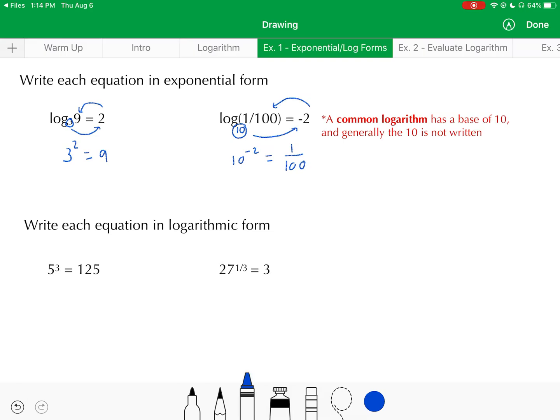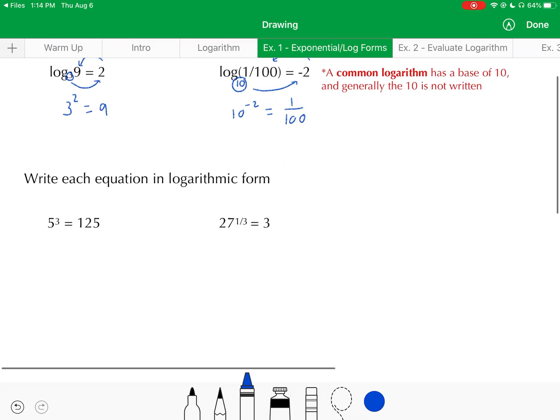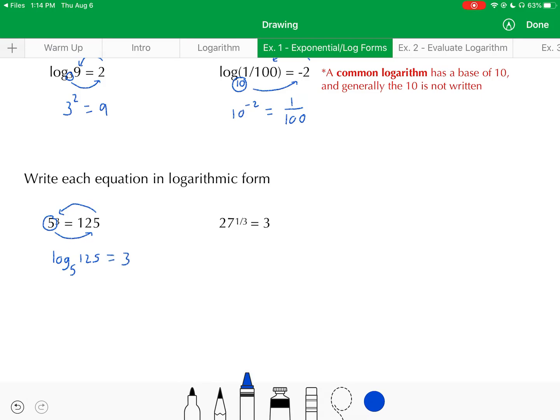Okay, let's go in the other direction. Write each equation in logarithmic form. 5 to the third power equals 125. So the base of this equation is 5. That means the base of the logarithm needs to be 5. So again, I start with that base. I take log base 5 of 125 equals the exponent of 3. Okay. Similarly, 27 to the 1/3 power equals 3. I start with the base of 27, take log base 27 of 3 equals 1/3.